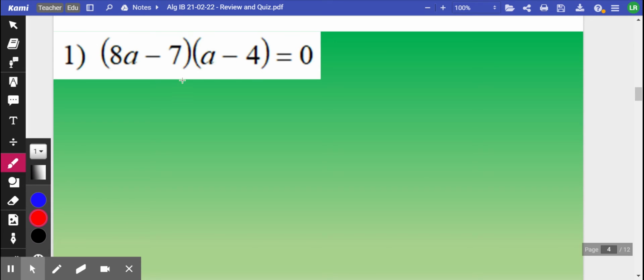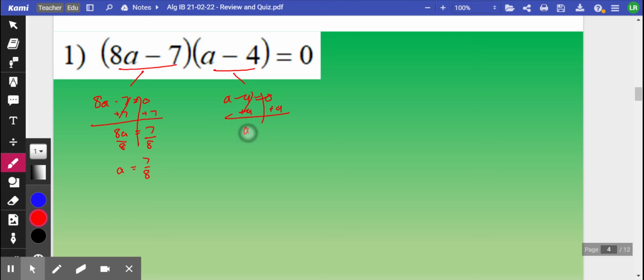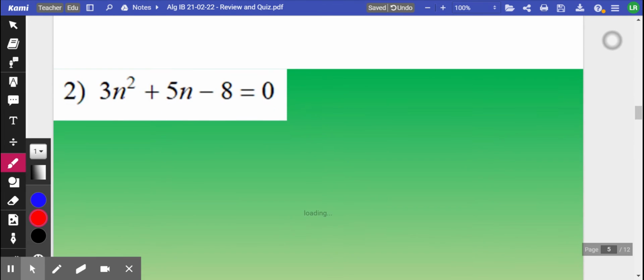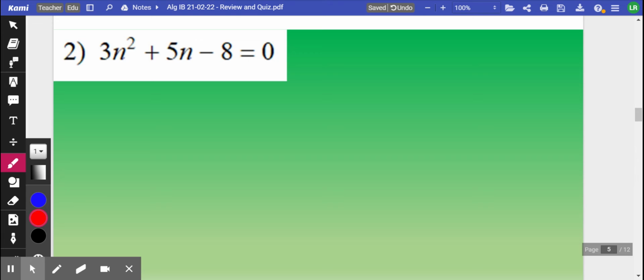Okay, this is equals 0, so 0 property. Got 8a minus 7 equals 0. Add 7 to both sides. I get 8a equals 7. Divide by 8. And I get 7/8. For this one, a minus 4 equals 0. Add 4 to both sides. And a equals 4. So those are my two solutions. Okay.